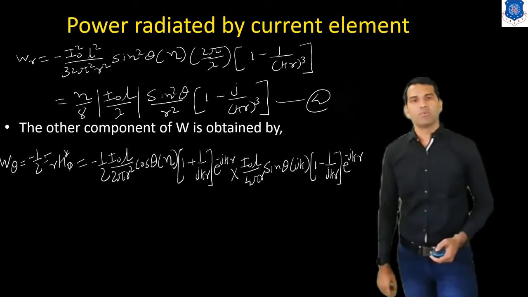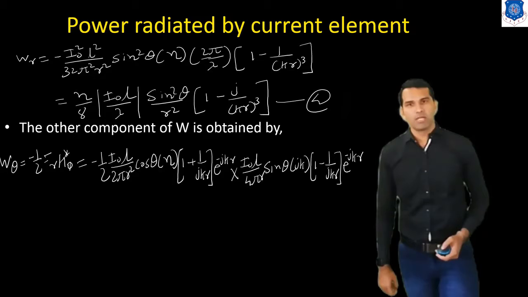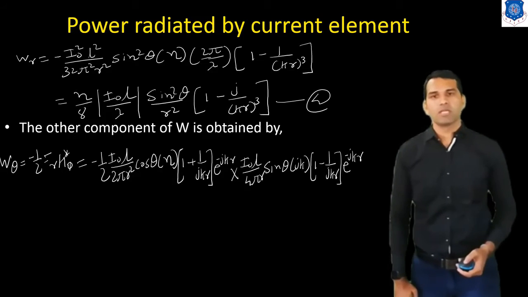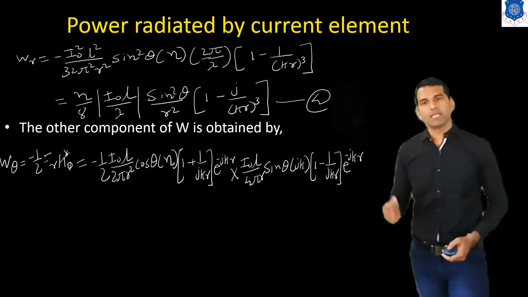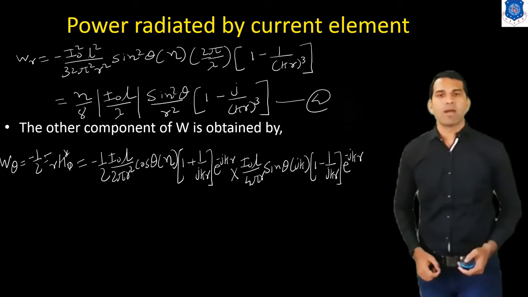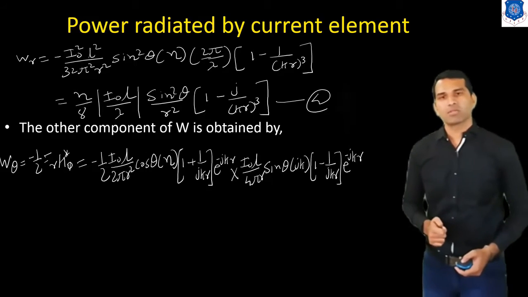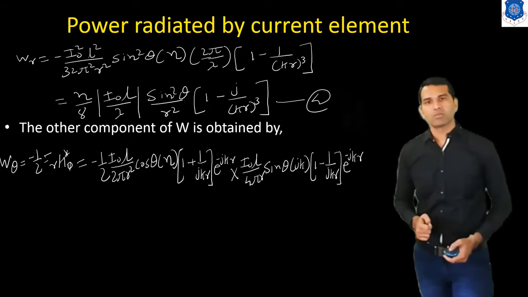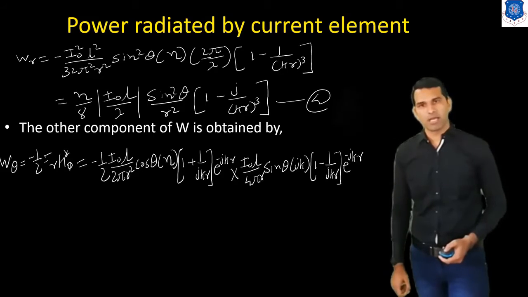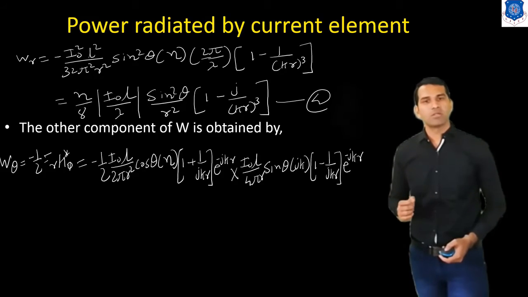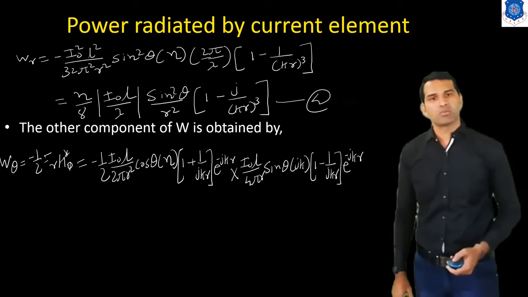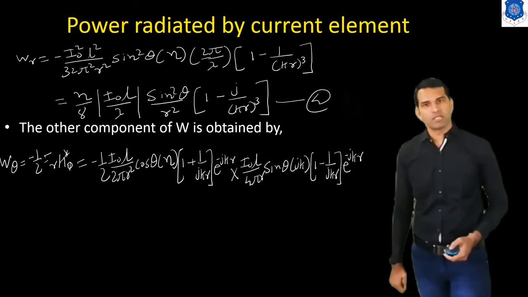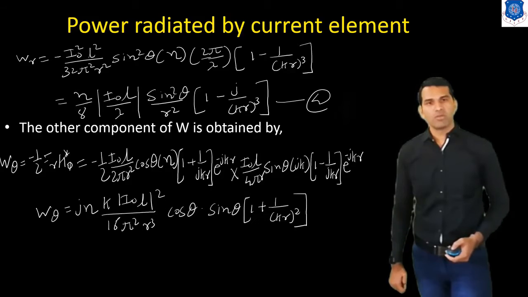Now we solve W_θ. W_θ is nothing but -1/2 E_R H_φ*. When we put in the values of E_R and H_φ, the E_R value is -1/2 I0 L 2π R² cos θ (1 + 1/jkR) e^(-jkR), and the H_φ value is I0 L / (4πR) sin θ jk (1 - 1/jkR) e^(-jkR). Now we solve this equation.